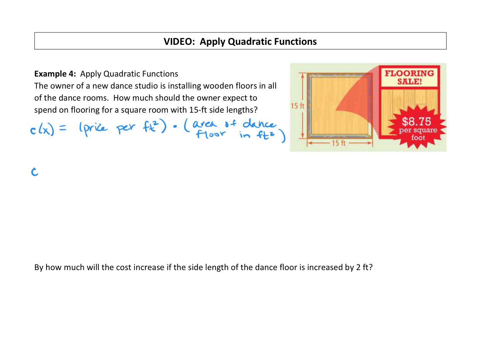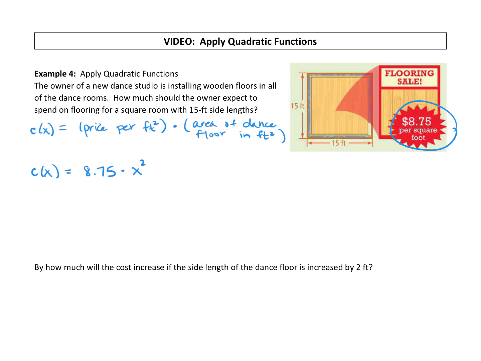and then we just plug in what we know. So our total cost, C of x, the price per feet squared, they told us that was $8.75. So we're going to take $8.75 times the area of the dance floor. So if we don't know how many feet, we would say x squared, because x times x is the area of the dance floor. So that's how we would find our total cost.